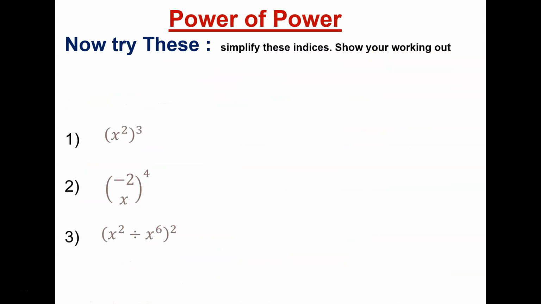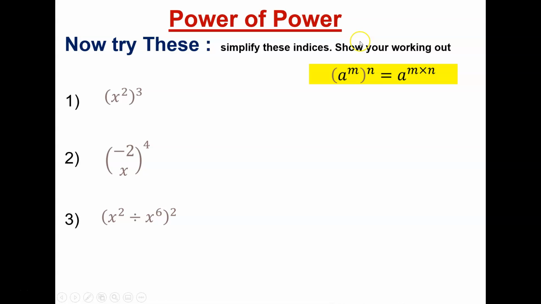Now, here I have a few questions for you. And this is the formula which says a to the m, to the n, you need to multiply those two. You can stop the video and try it. Okay, I think you have done it, so let's do it together. Let us multiply the 2 powers. So that gives us x to the power of 2 times 3, and that's the same as x to the power of 6.